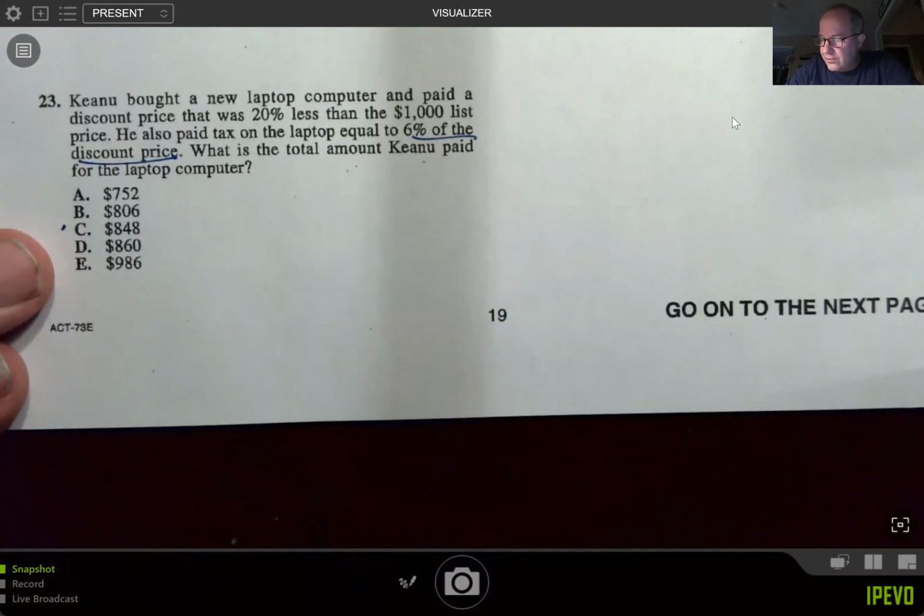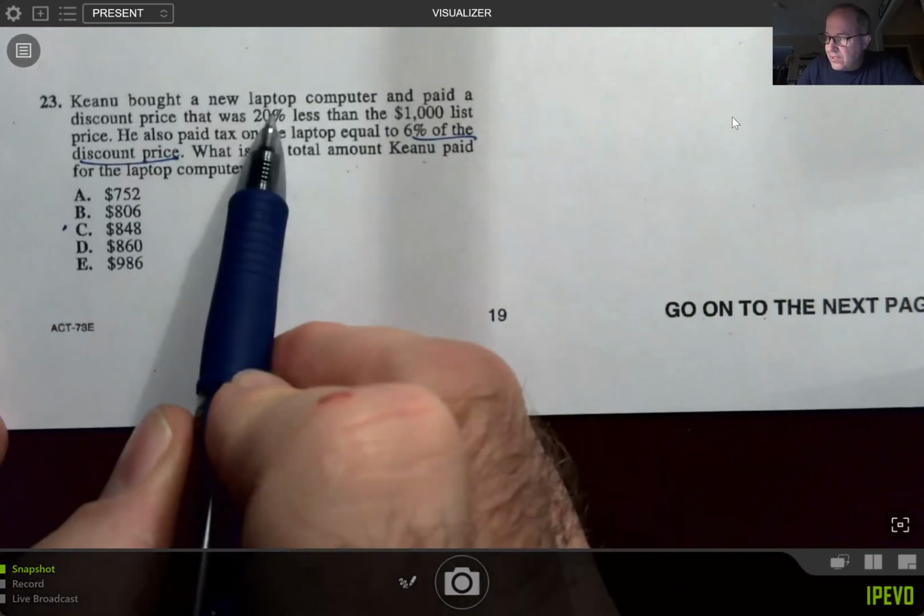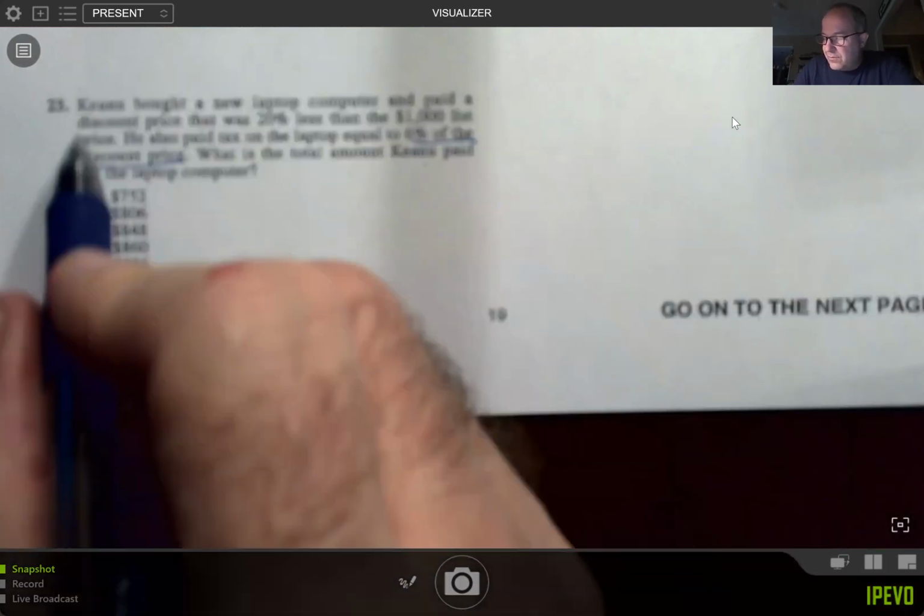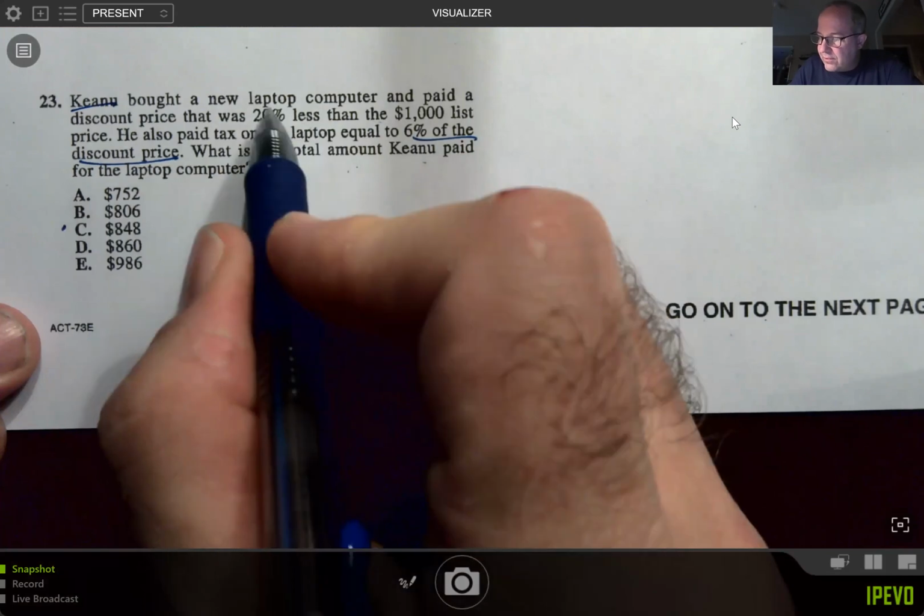Keanu, maybe Keanu Reeves, I don't know who, bought a new laptop. And yeah, it's probably Keanu for the Matrix, right? Because it's a laptop. That's funny.